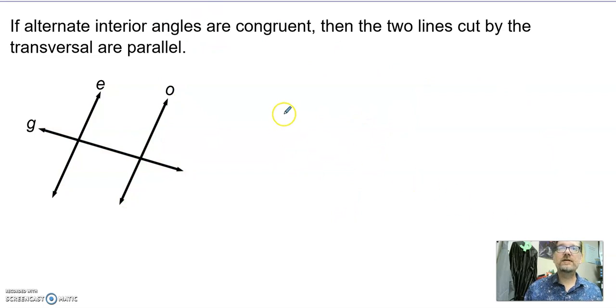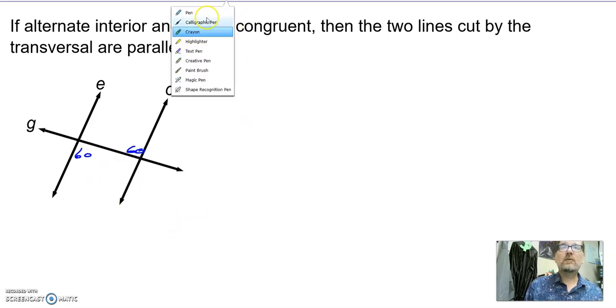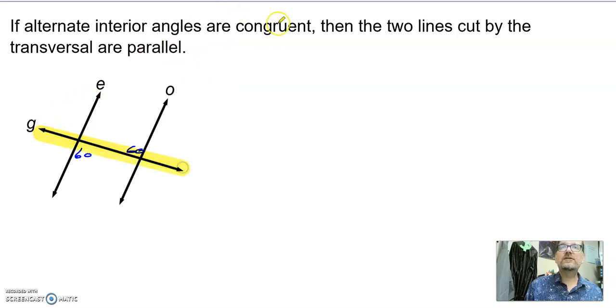What if I give you alternate interior angles? If alternate interior angles are congruent, then the two lines cut by the transversal are parallel. So if I give you these two alternate interior angles that are the same measure, let's say 60 and 60. I show you this picture. And then I'm like, all right, let's find out what pair of angles those are. So to determine my pair of angles, I highlight the transversal.